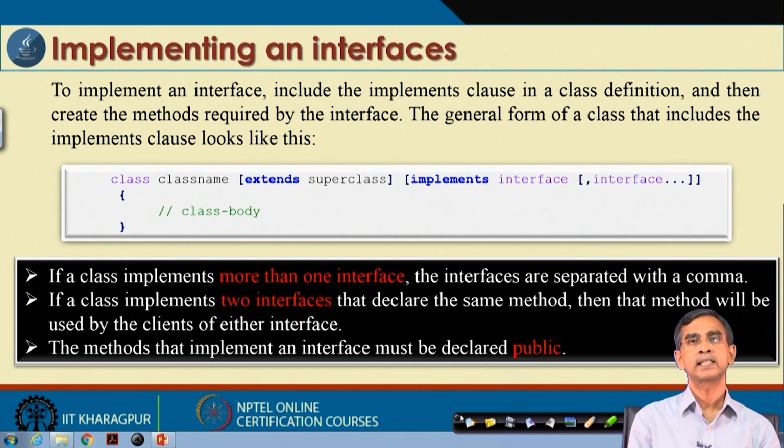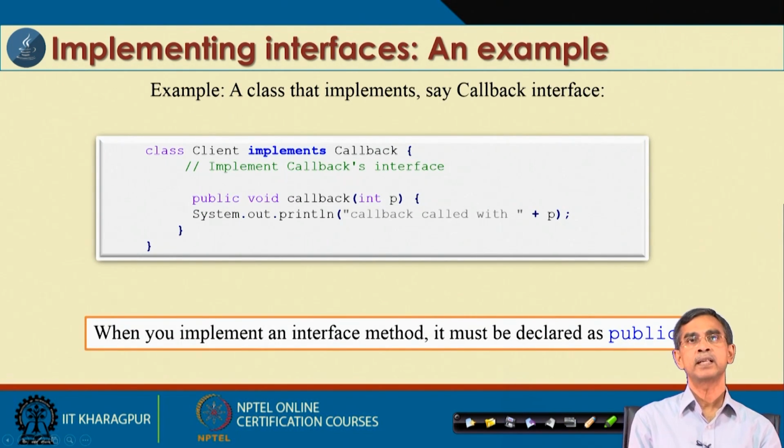The methods which are implemented in your class also need to be declared as public, because this method should be accessible by anyone. So, no private, no protected method as an implementation is allowed in the class implementation. These are a few things that you should note while you are considering implementing interfaces.